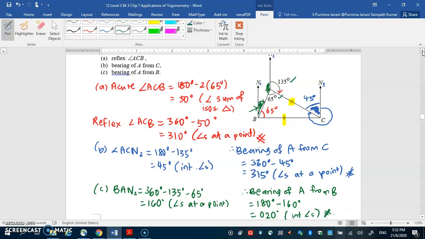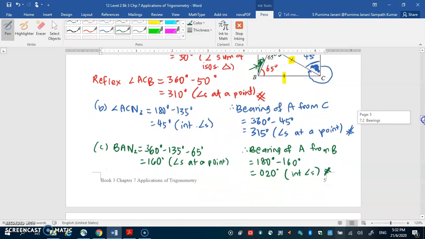Okay, every time you do the question, as long as it's a bearing question, please make sure your final answer is to 3 digits. Okay, and if there is a decimal point, of course to 1 dp.